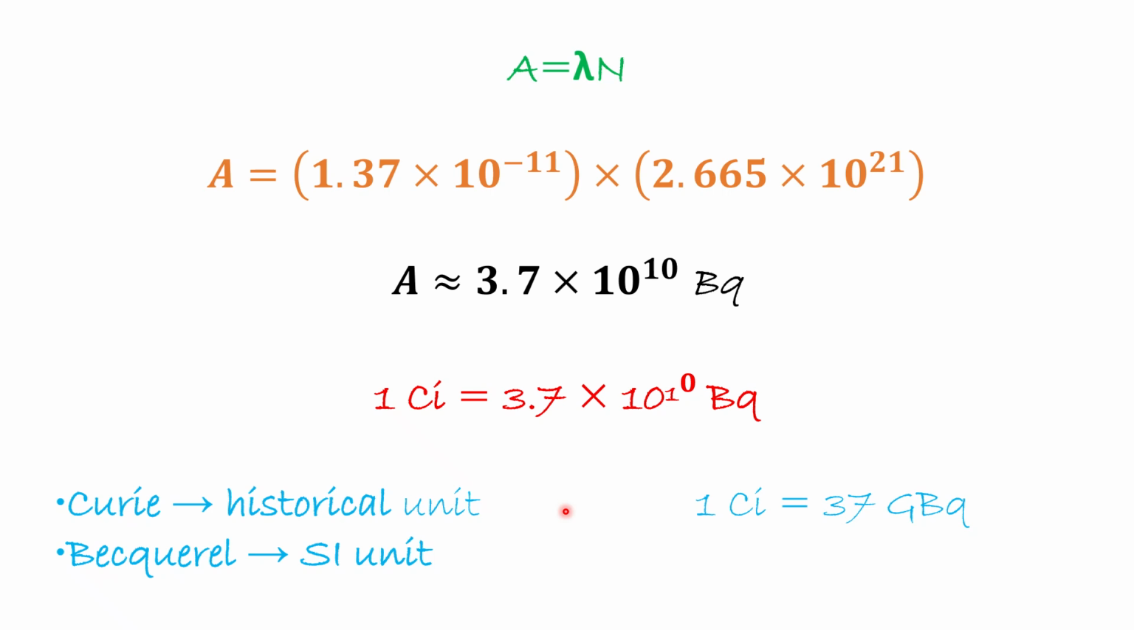Now we understand how 1 Curie is equal to 3.7 × 10^10 Becquerel. Okay, this is the activity of 1 gram of radium source. So this value does not come from random, it comes from real measurement.